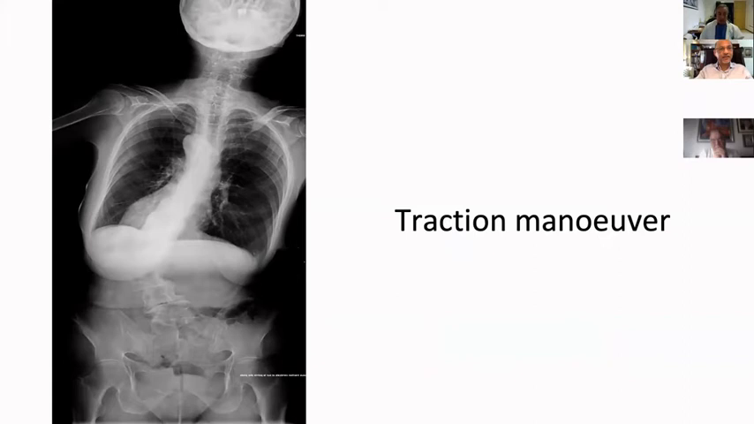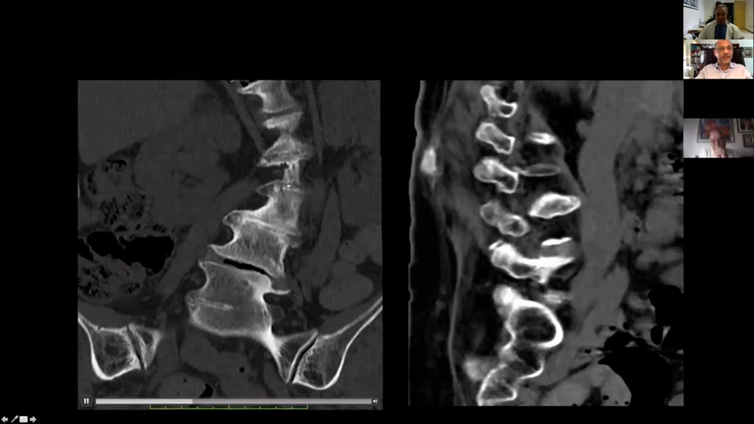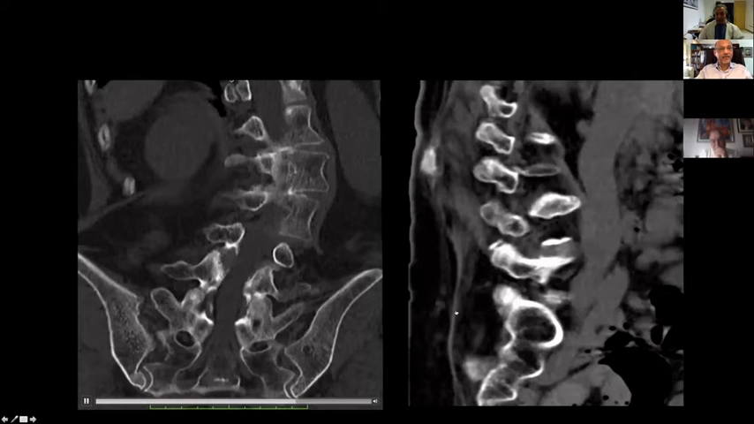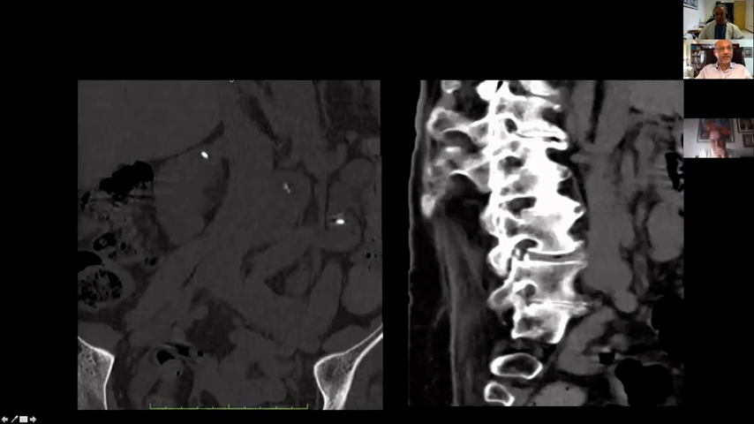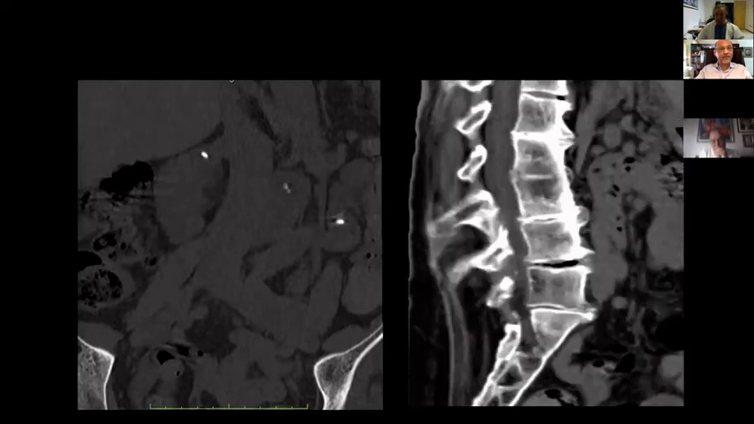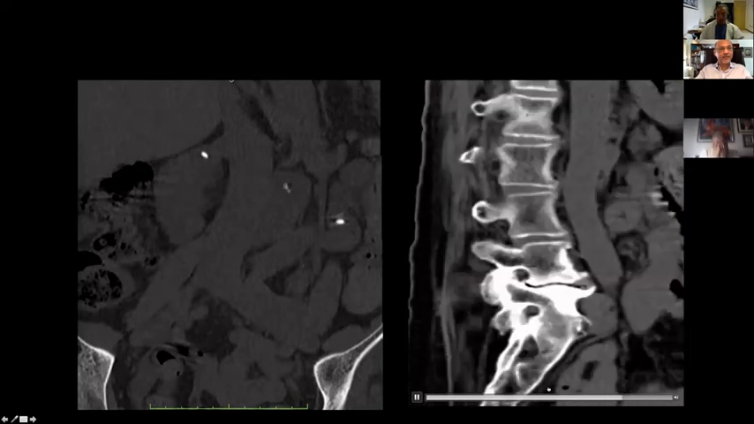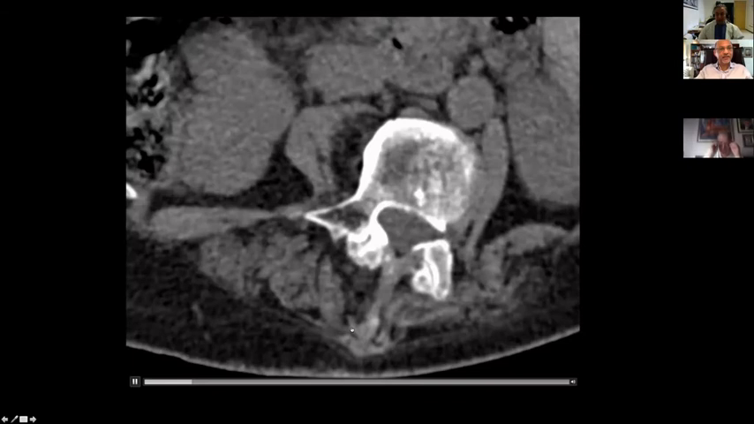These are traction maneuvers to see how flexible the apex is. And then very important is to look at the synostosis. And you can see that the upper lumbar area is completely fused here. And sagittally also, we can assess all the discs. And when you see a vacuum phenomenon here, you know that you are able to mobilize the segment more easily than when there's no gas in it.